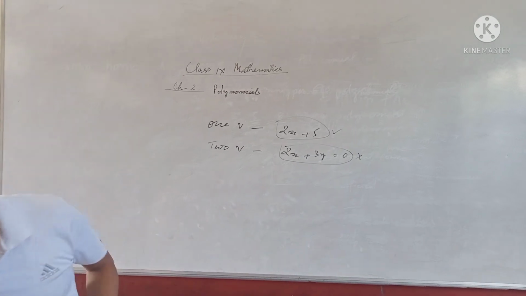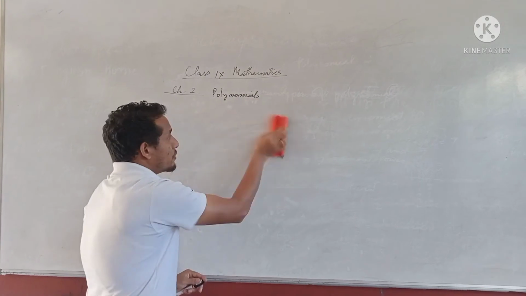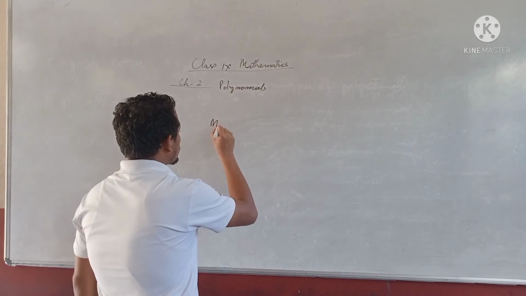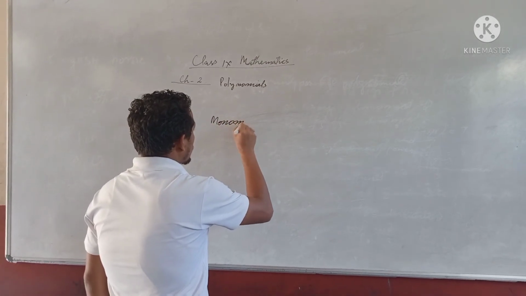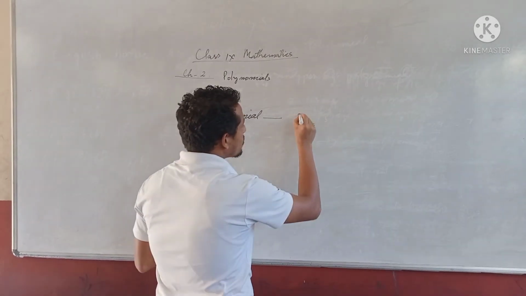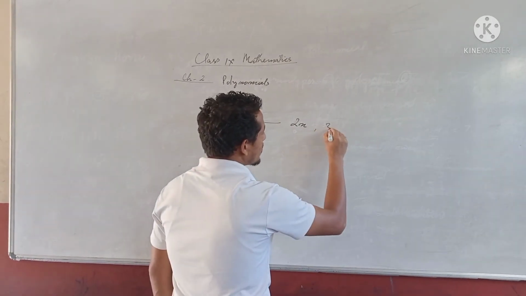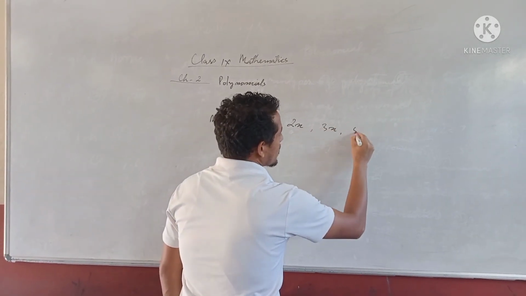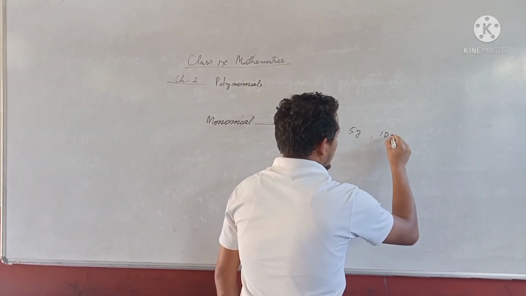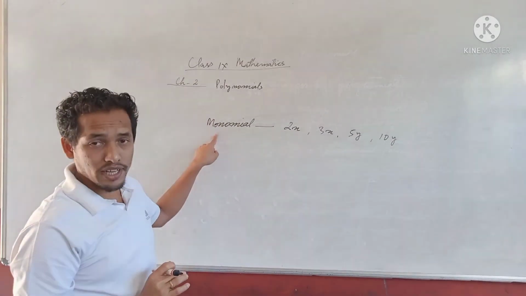Now in polynomials, we will study the first type of polynomial, that is monomial. A monomial is a polynomial which has only one term, for example 2x, this is a monomial. Or another example 3x, or 5y, or 10y, anything, but it should be only one term. That is called a monomial.